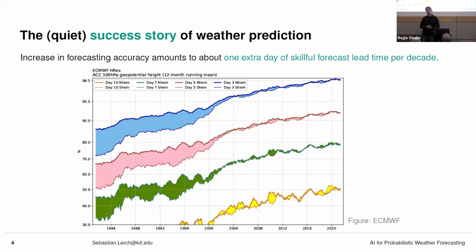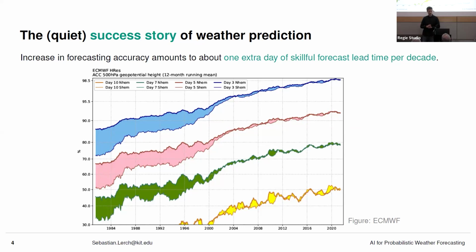What you can see here is a summary measure of forecast skill for forecasts by the ECMWF, which I mentioned already, the European Centre for Medium-Range Weather Forecasts, which is arguably one of the most advanced forecasting centers in the world. And what you can see here is the ACC, the anomaly correlation coefficient for one meteorological variable, averaged over a year in a running window. So here, higher values indicate better forecasts.